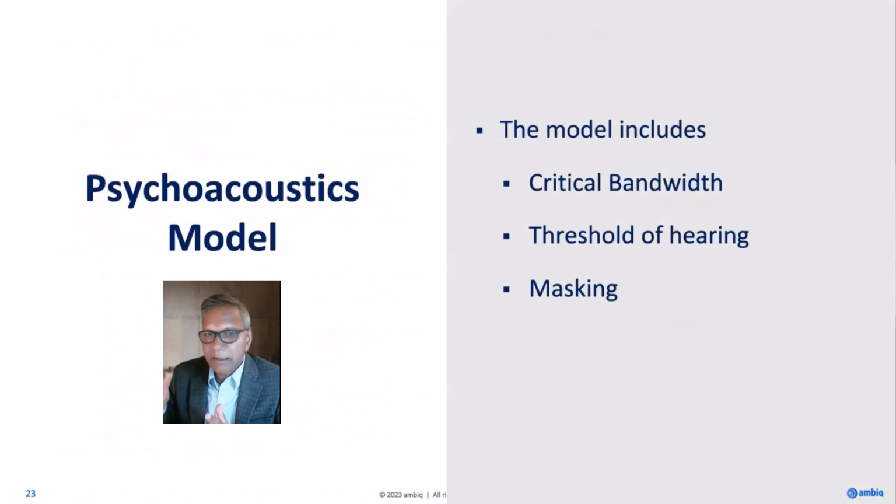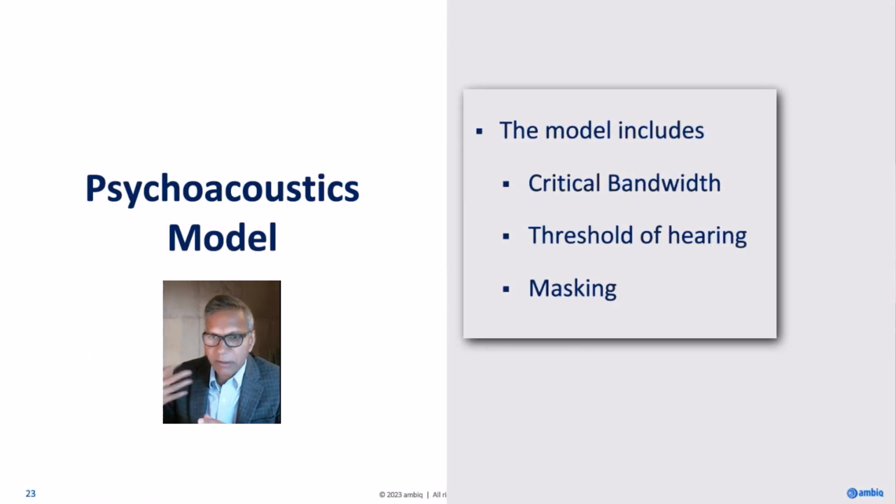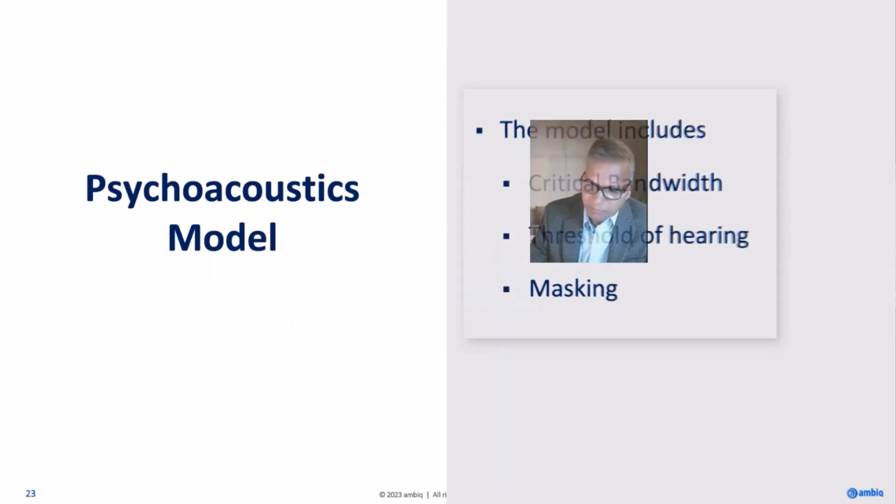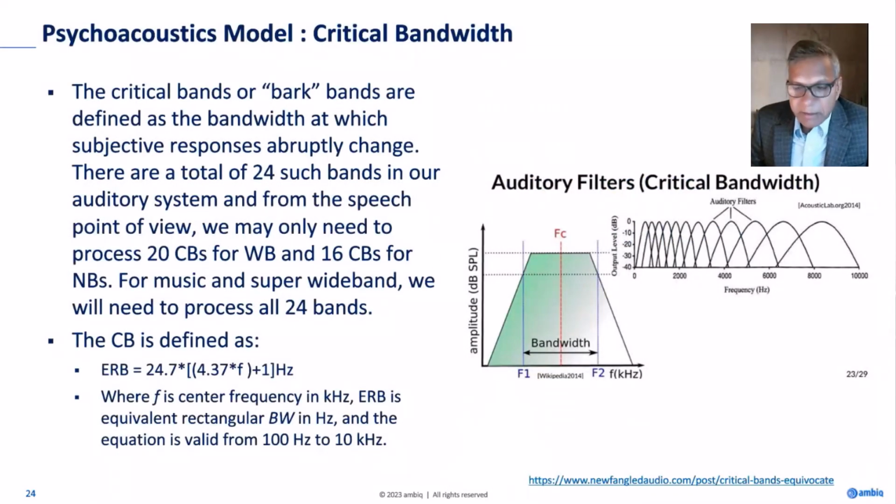In the psychoacoustic model, there are three key components: critical bandwidth, threshold of hearing, and masking. Critical bandwidths are experimentally generated. There are a total of 24 such subbands. For narrowband speech, we use 16 such subbands. Narrowband is basically between 300 hertz and 3,300 hertz. Wideband starts from 150 to 6,700 hertz, and super wideband goes from 50 hertz up to 16,000 hertz. So for super wideband, we need to use all the subbands.